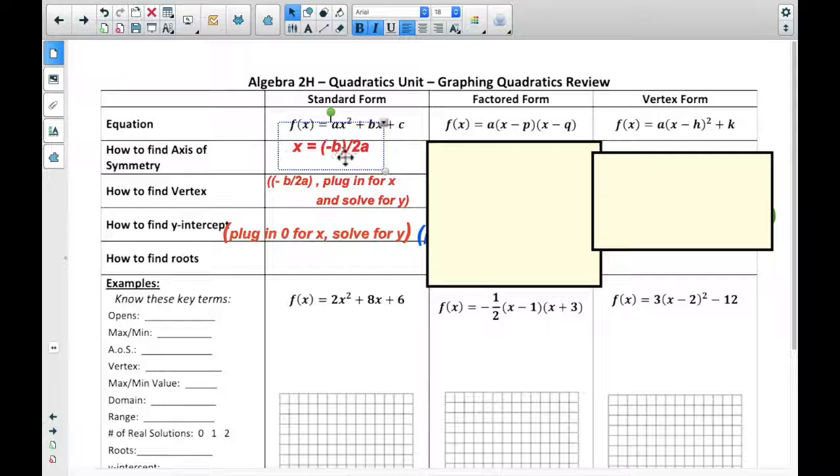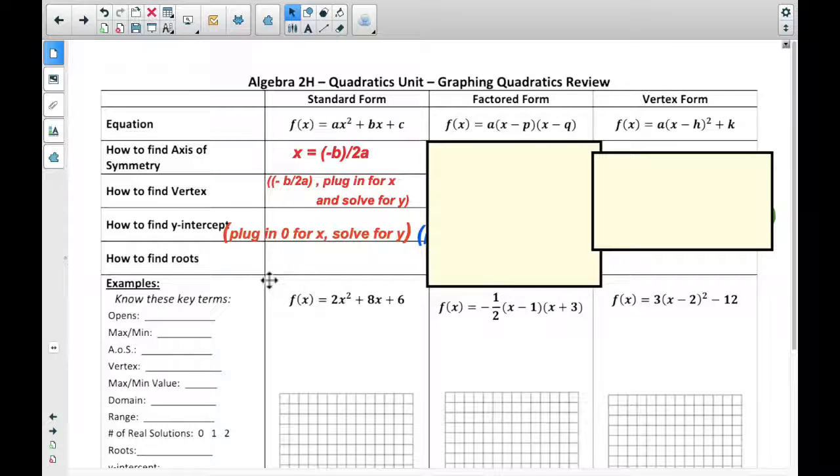First thing you do in standard form is that you use the equation x equals negative b over 2a. That will give you your axis of symmetry. Then you take that negative b over 2a and you plug it in for x and you solve for y, and that gives you your vertex. So in your vertex, your x value is negative b over 2a, and your y value is, when you plug it in, what do you get?